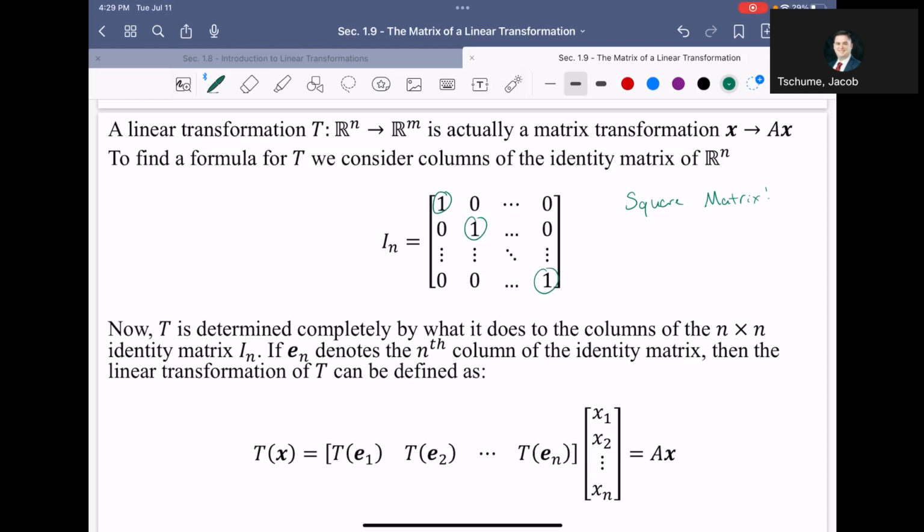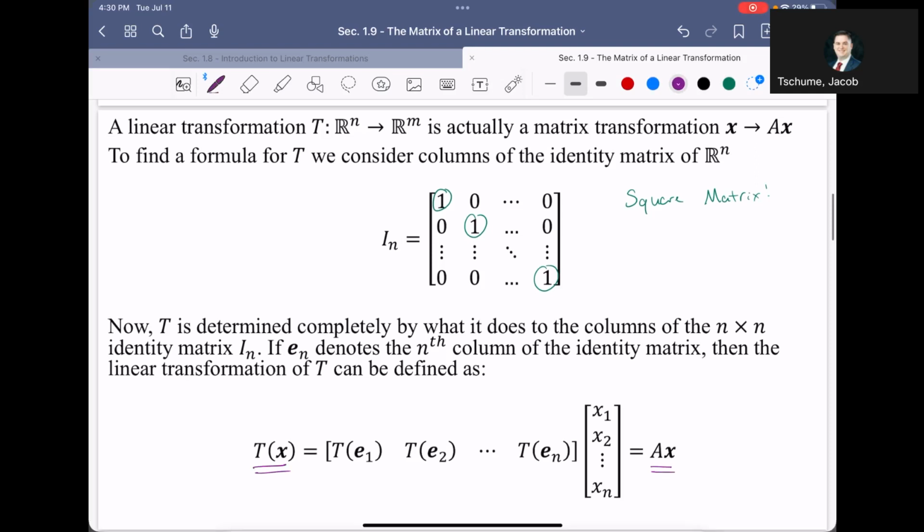So now T is determined completely by what it does to the columns of the n by n identity matrix I sub n. If we let the vector E sub n denote the nth column of the identity matrix, then the linear transformation T can be defined as the following. Remember, once again, T of X and A times X are the same thing. We all know that vector X is just a column vector that you're going to be multiplying by, so we'll let that be whatever dimension suits your problem. What we're going to assume here is that for matrix A, once again, these are all columns.